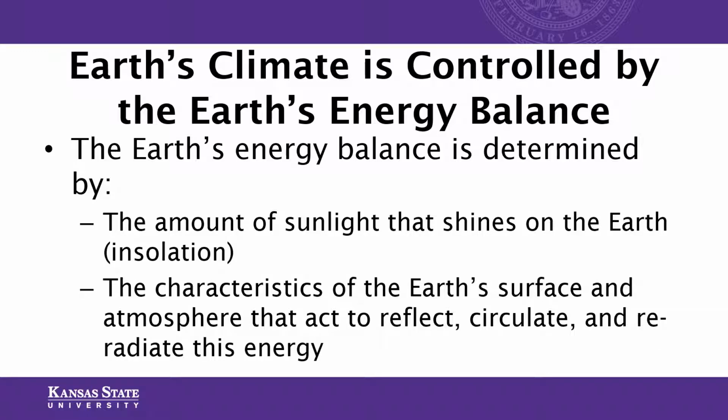But really, Earth's energy balance is the amount of sunlight that shines on the Earth, which is this term of insolation, which I'm going to explain in another slide, and then all of the characteristics of the Earth's surface and our atmosphere that act to reflect, circulate, and re-radiate our energy. Those are the two things controlling Earth's energy balance. So let's talk about the first one first, and that's insolation, the amount of sunlight that shines on the Earth.